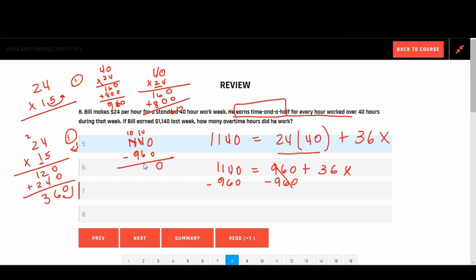14 minus 6 is 8. And 10 minus 9 is 1. So we have 180 equals 36x.